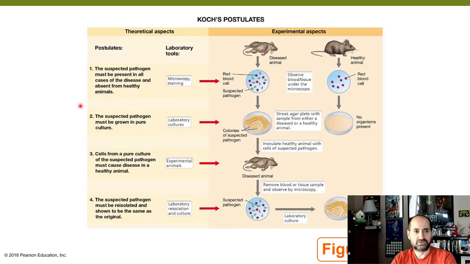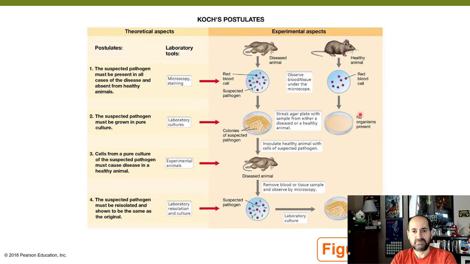The second postulate, the suspected pathogen must be grown in pure culture. So once you've spread this on a plate, you pick that colony, you streak that on a plate, and you find individual colonies. You isolate the bacteria from this diseased animal, you isolate that individual colony, and you streak out that colony on a plate. You have to be able to do that. And of course, you should not be able to find that bacteria from the healthy animal.